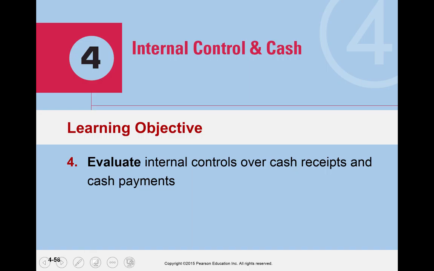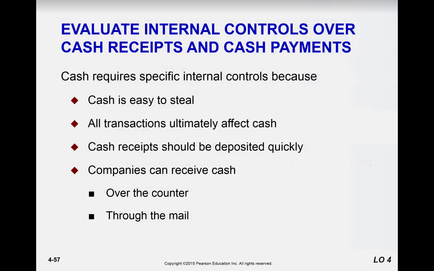And welcome back to our video lecture for chapter 4, internal controls and cash. Now we're going to evaluate internal controls based on cash receipts and cash payments. So cash has its own specific internal controls, mainly because cash is very easy to steal, and most transactions, if not all, affect cash. So for cash receipts, one cardinal rule is they should be deposited quickly.